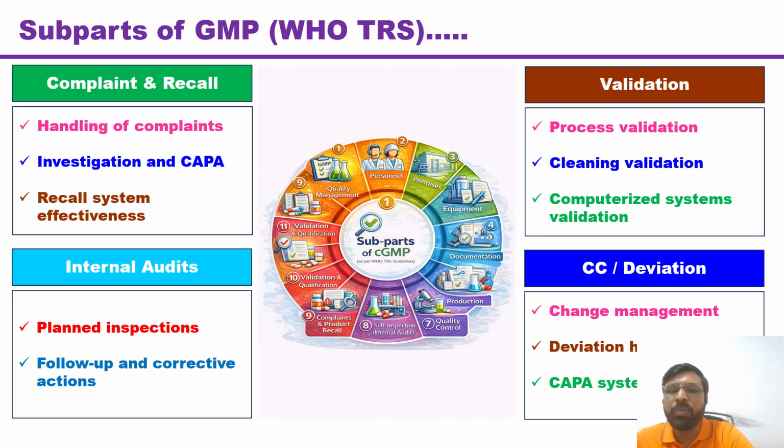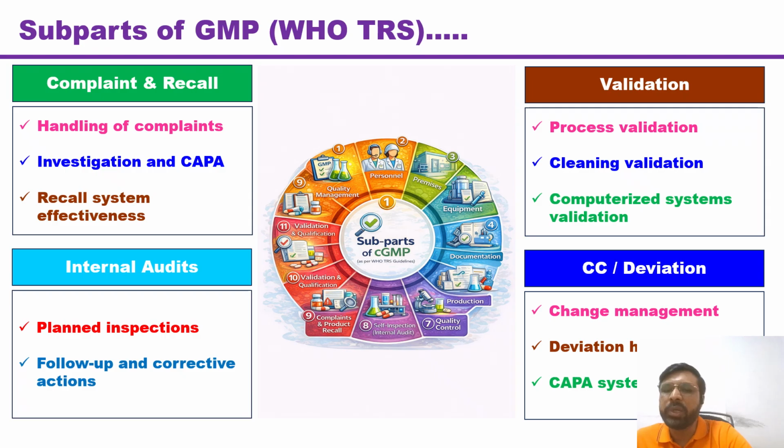The next important part is validation. The process validation, cleaning validation, and computerized system validation. These are the three important components of validation. First one is process validation. It is related to the process, and it gives the assurance that the processes are performing within the predefined limits, and it is giving consistent quality products. Cleaning validation is to ensure the effectiveness of the cleaning process, and it will also give the assurance that the residue of the previous product will not contaminate the next product.